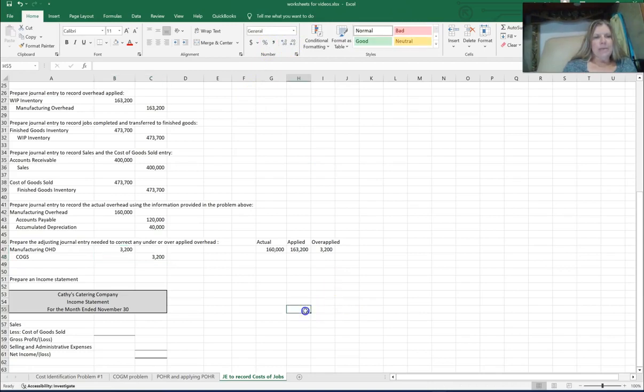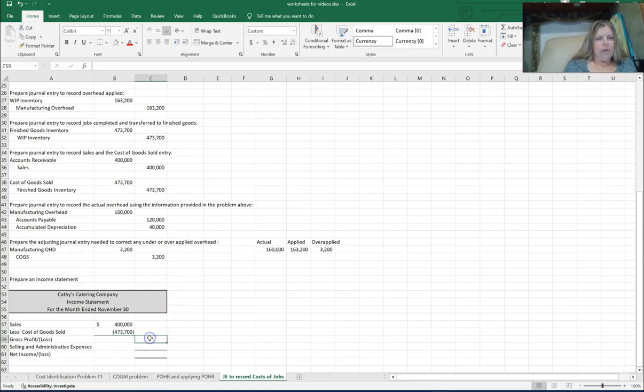And now the last step is to prepare an income statement. I've already kind of laid it out here. So it told us our sales, and we could look back up through the journal entries. Our sales was $400,000. Our cost of goods sold was $473,700, and it's going to be a subtraction, so I'm going to go ahead and put it in as a negative.